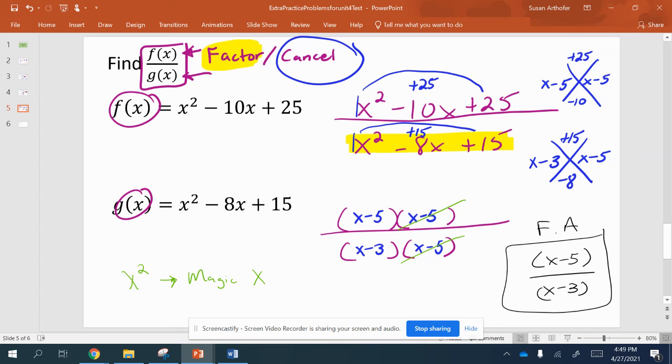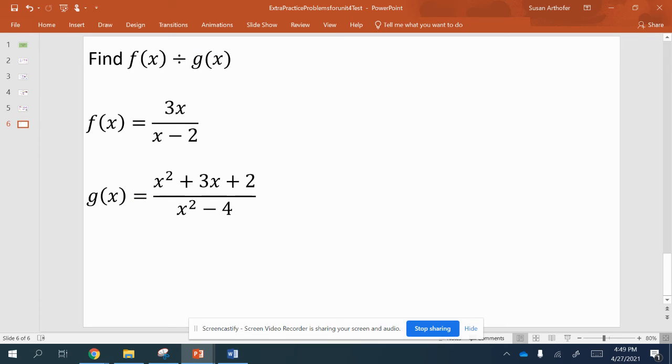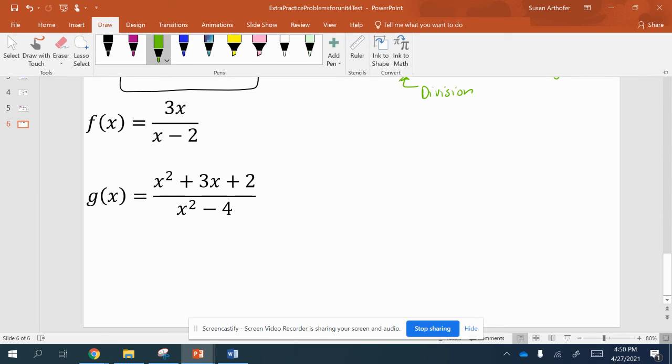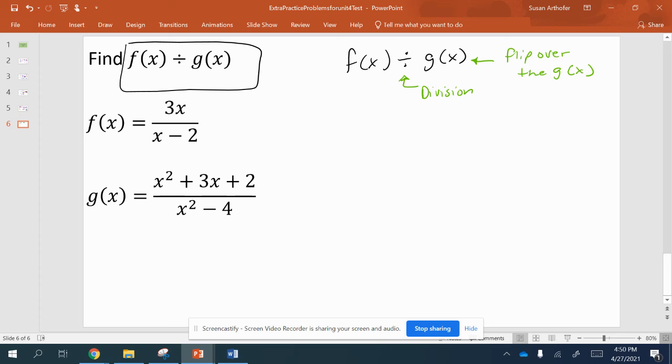Okay, one more. You can always hit pause on this video if you need extra time. All right, so write this down for the direction. I'm going to have you add some notes. Okay, for division, you must remember to flip over the g of x. So let's get this set up. Change pens, write that down. For division, you flip over the g of x.